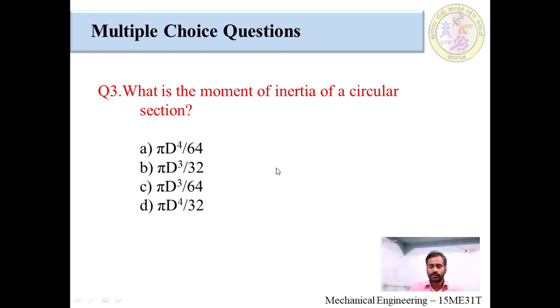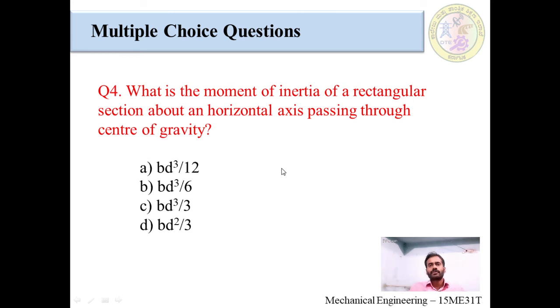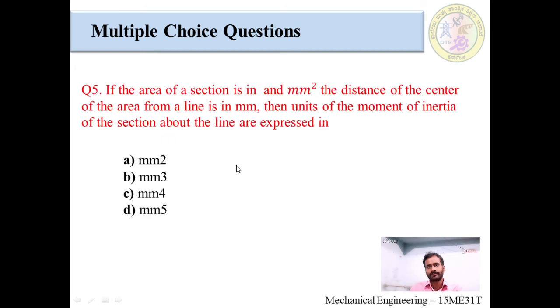And for the question number 3, what is the moment of inertia of a circular section? So we have discussed, it is pi d to the power 4 divided by 64. The correct answer is option A. Now for the fourth question, what is the moment of inertia of rectangular section about a horizontal axis passing through the center of gravity? The answer for the fourth question is option A again, BD cube by 12, okay. If it is a vertical section, it is DB cube by 12.